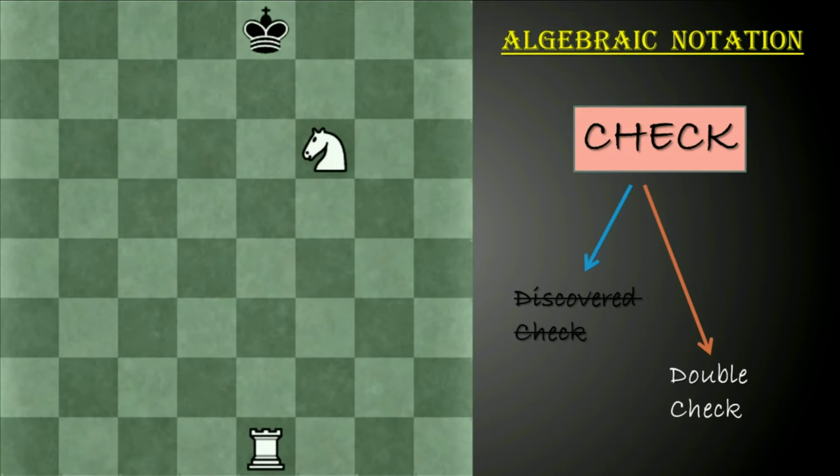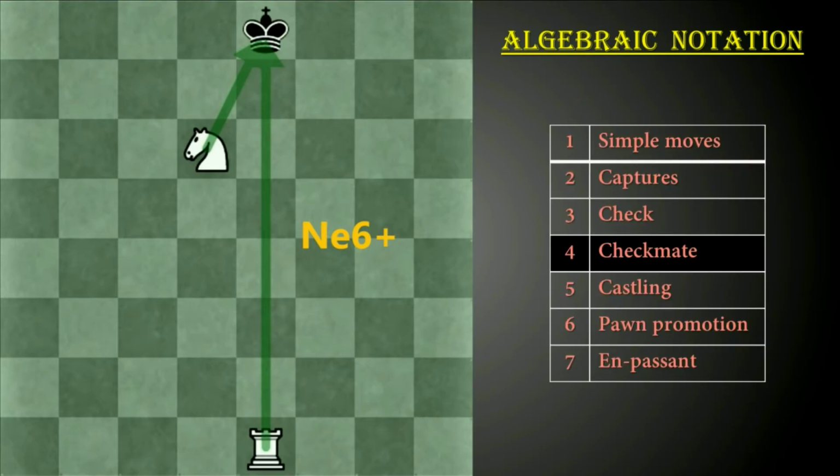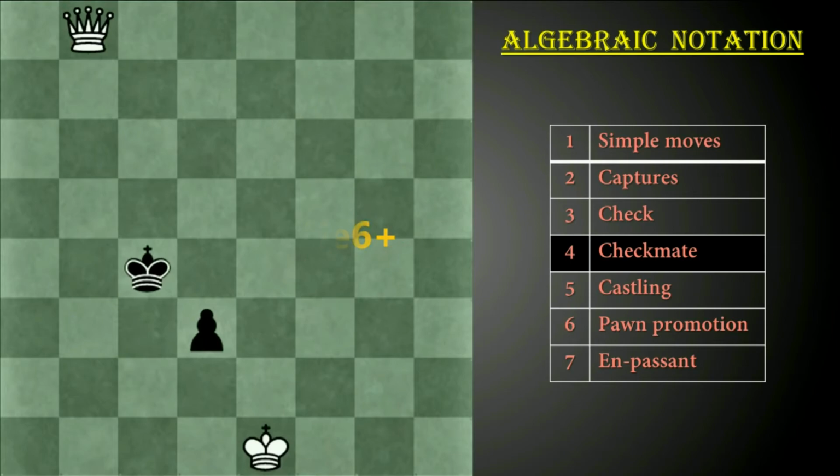That is, knight and rook both giving check. How to record that? Again, we just write it down as N f6 plus or N e6 plus, ignoring the rook. That's it. Next, we will see how to record checkmate.